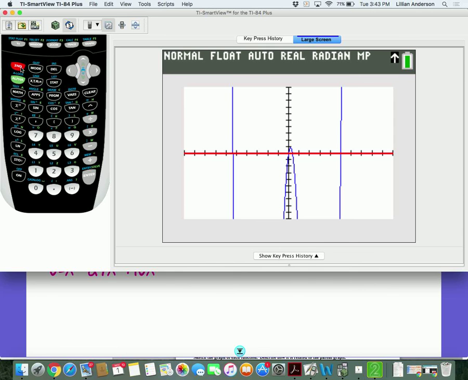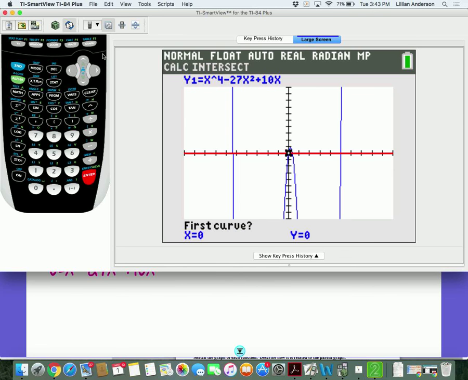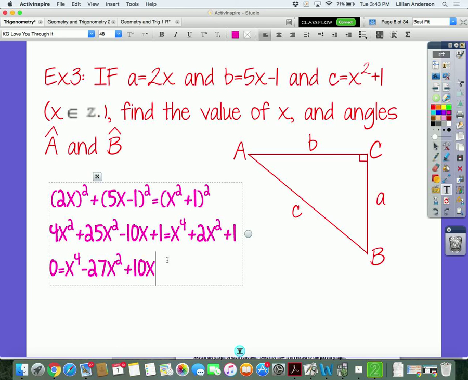I'm going to press the second button, then the trace button, and I have these options that pop up. I'm going to go down to option 5, click enter, and move my cursor closer to that x-intercept. Then I'm going to click enter 1, 2, 3 times to see that yes, x is going to equal 5. This is a feature of using your calculator to help you.